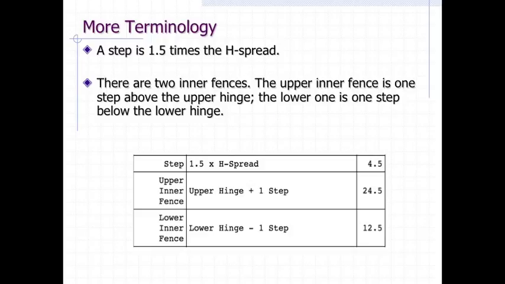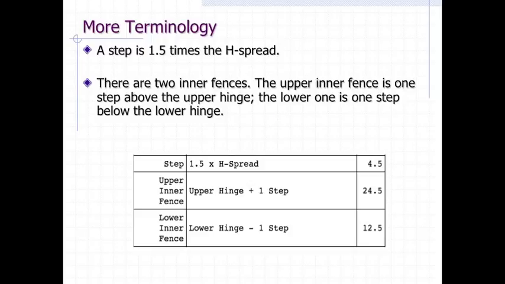Here we have three more important terms. A step is 1.5 times the h-spread. There are two inner fences. The upper inner fence is one step above the upper hinge. The lower inner fence is one step below the lower hinge. For the women, a step is 1.5 times the h-spread of 3 and equals 4.5.